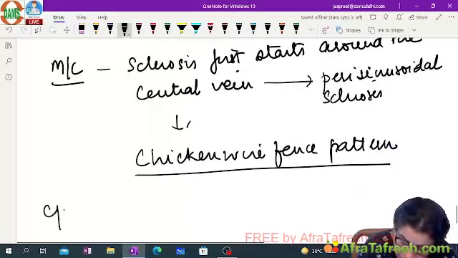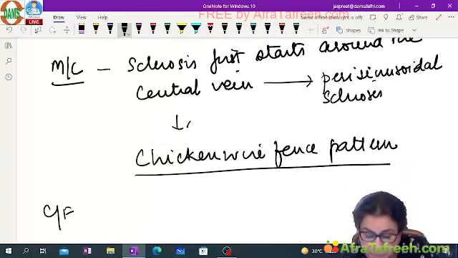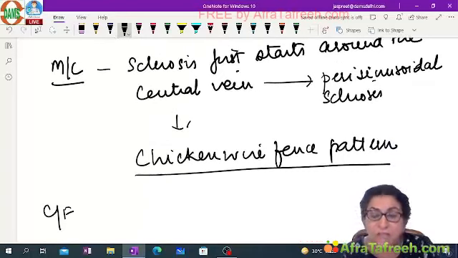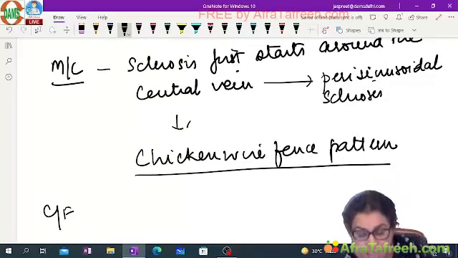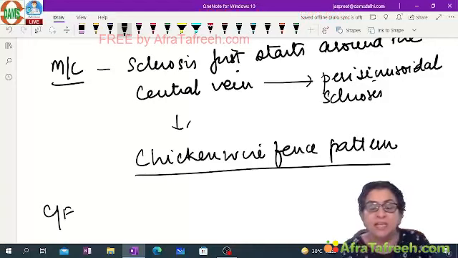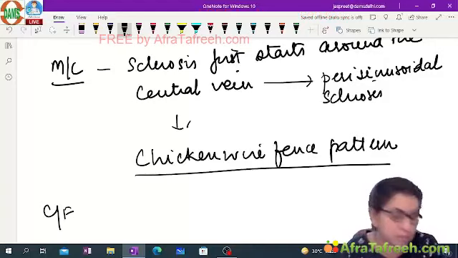Yes, Sri Devi, Ito cell has two functions. Number one, Ito cell is a storehouse of vitamin A. And second, Ito cell lays down fibrous tissue when cirrhosis happens.